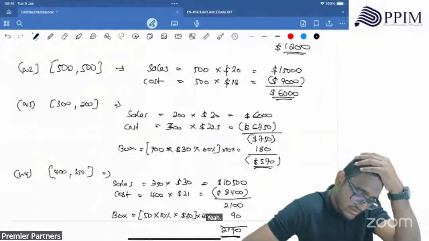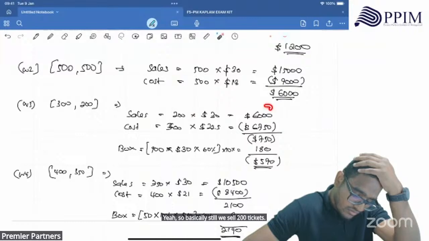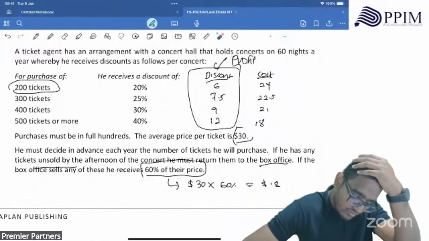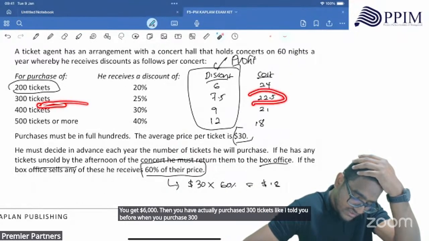Sir, could you explain the 300 and the 200 one? The one before this? Yeah. Basically, we sell 200 tickets. You get $6,000. Then you have actually purchased 300 tickets. Like I told you before, when you purchase 300 tickets, you purchase it at a cost of 22.5. So your loss is 750.